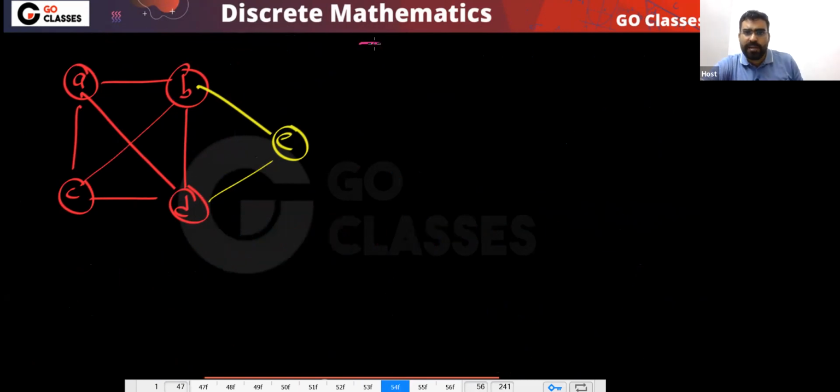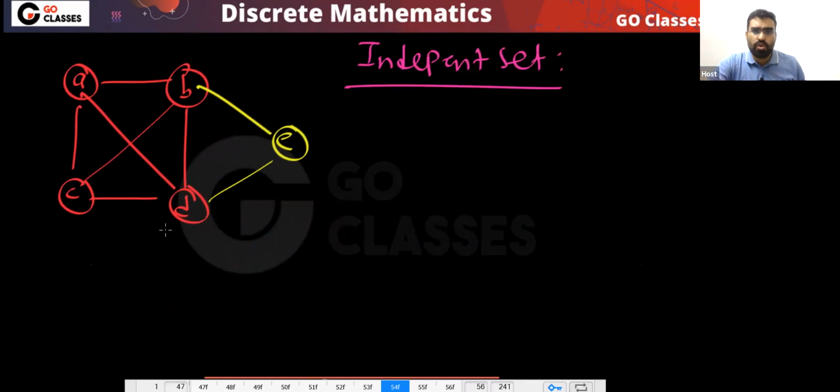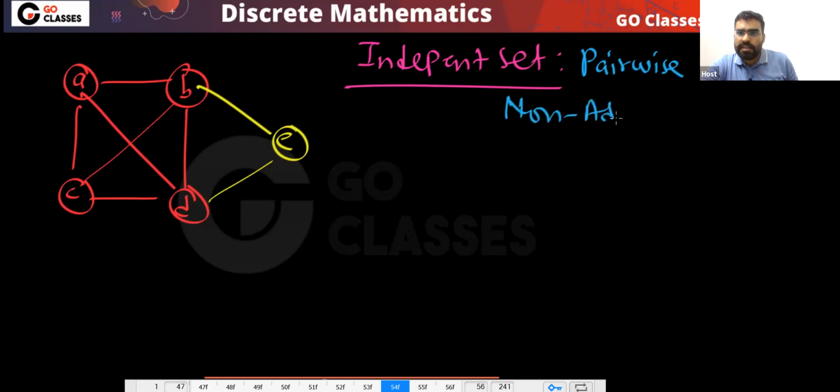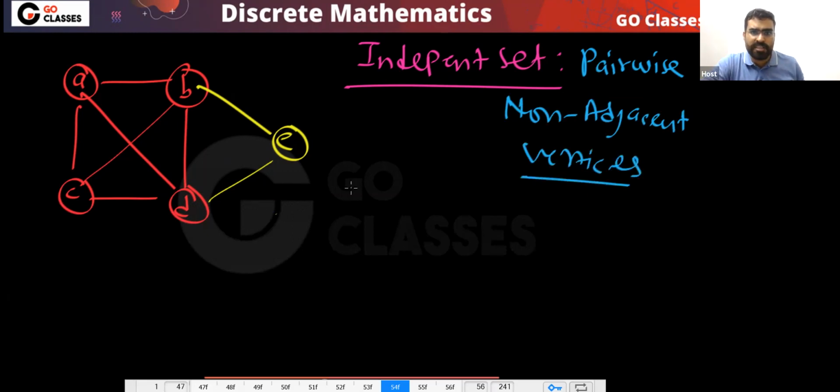Now let's come back to the independent set. Independent set means pairwise non-adjacent vertices. This is your independent set. So tell me, can I say this is an independent set? Yes, no problem. We have no violation here.